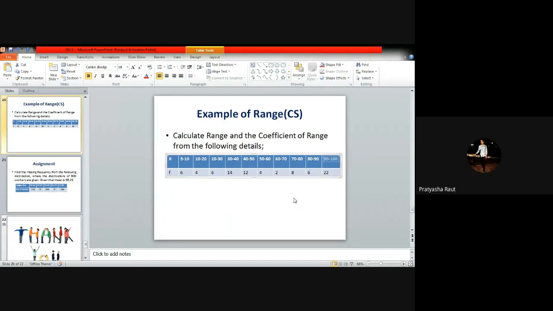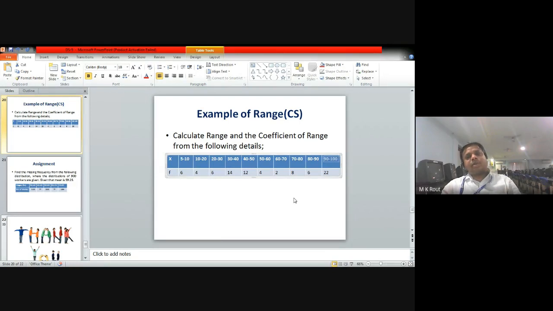Yes, sir. Try to understand now. Forget about previous methods. In case of measurement of dispersion, specially range, you directly refer to the x column. Whatever value given, whether it is 5, 70, or 18, you have to choose the highest value. From the x variable table, we have the highest value is 100 and lowest value is 5. Is it clear to all? Yes.